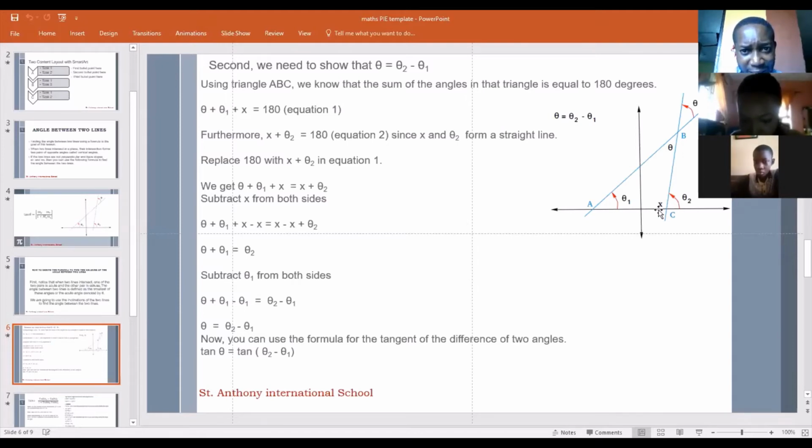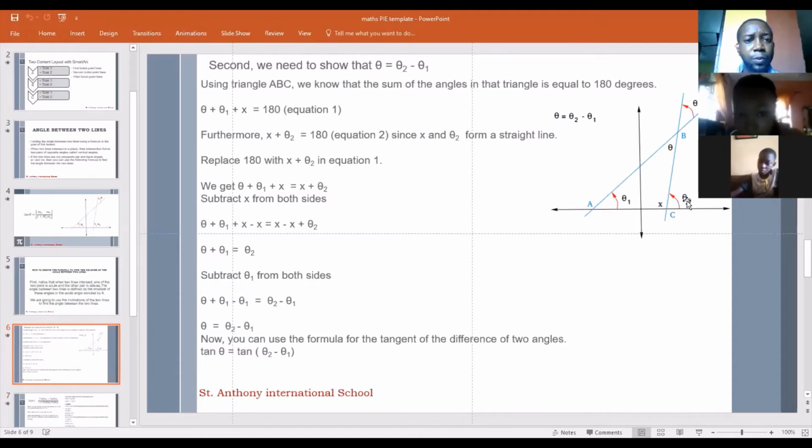Now, since x and theta 2 form a straight line, that is the one down here, x and theta 2, if you can see my cursor, you will see this place I'm trying to circle here with my cursor, where you have C, you have x there and you have theta 2. So since these ones form a straight line, you know that they say angle on a straight line is 180 degrees, right? Yes, sir. So that forms equation 2.